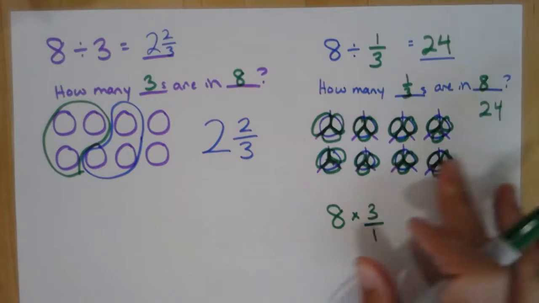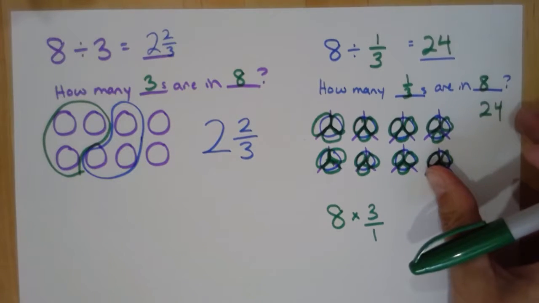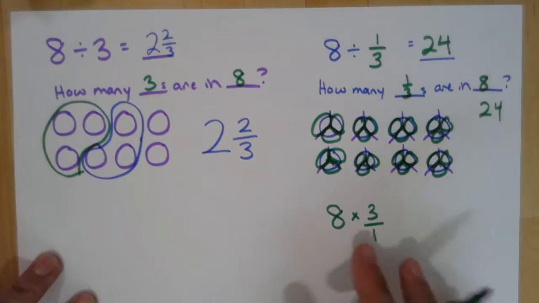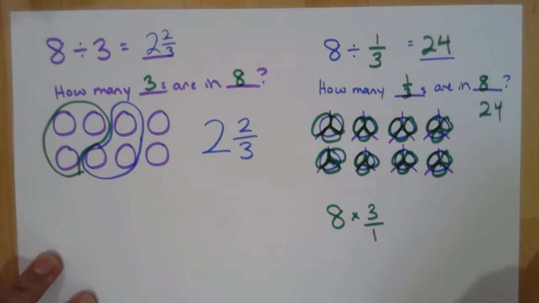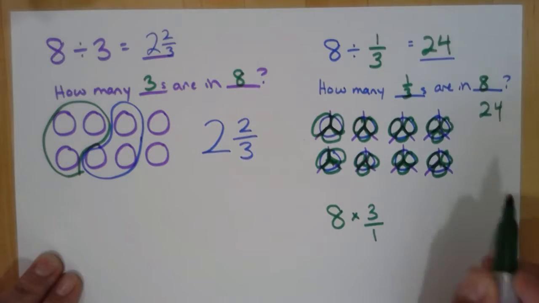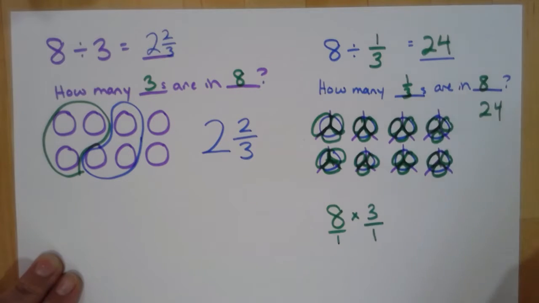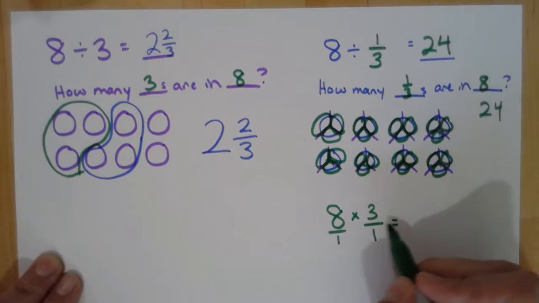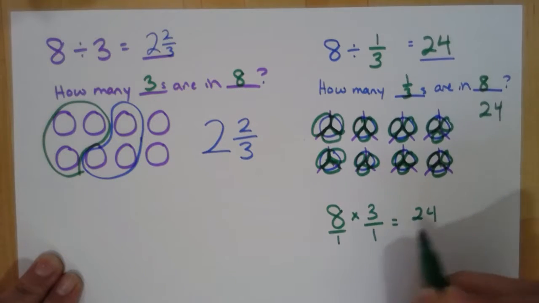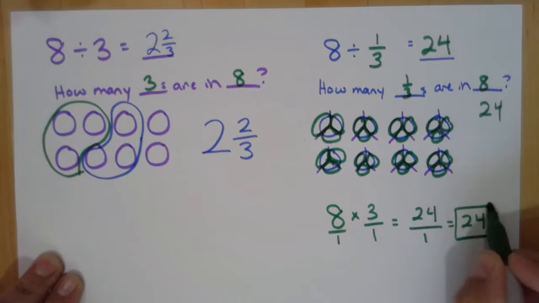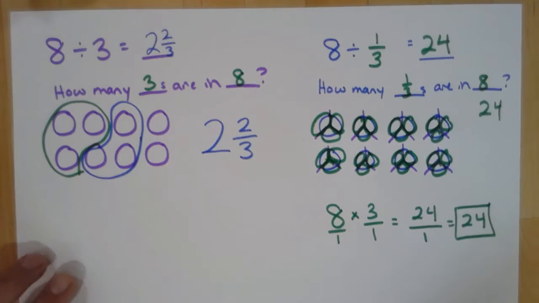So this model that I'm teaching you here, this method of solving, I'm calling it modeling, so drawing a model to see. And this method here is called multiplying by the reciprocal. Let's go ahead and finish it out and see if we get the same answer. When we're multiplying like this, oftentimes we like to put 8 over 1. 8 is the same as 8 over 1. We multiply our numerators to get 24. We multiply our denominators. 1 times 1 is 1. And our final answer is also 24. Same answer, different method.